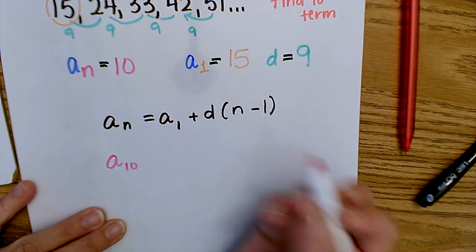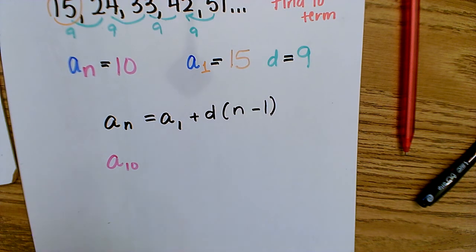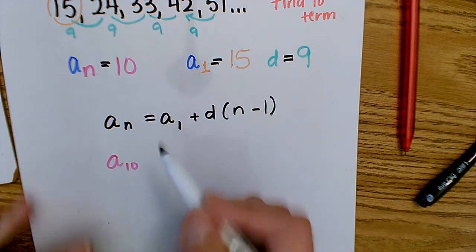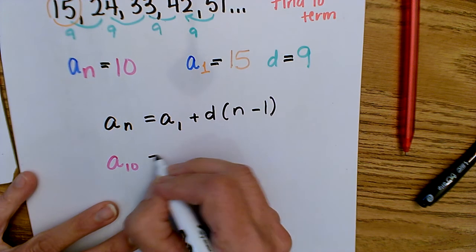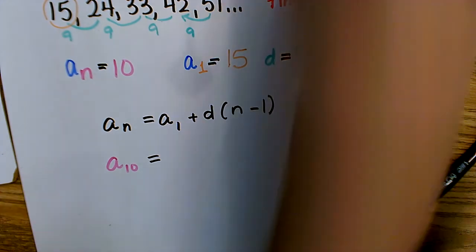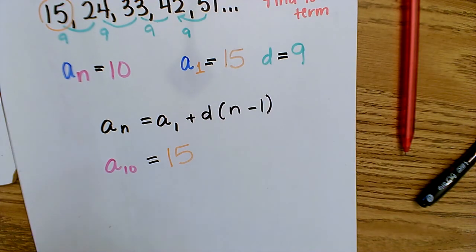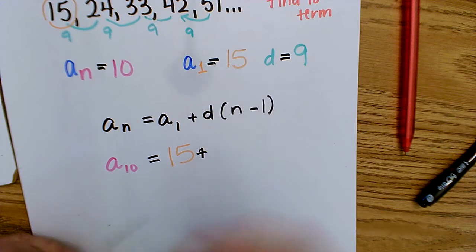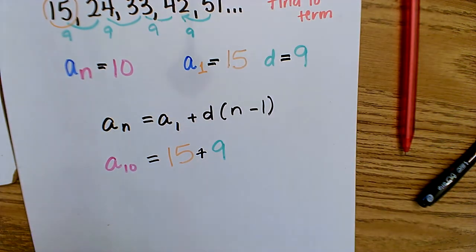So I'm going to write it like this, though. I don't want to write it as 10 equals this because you might get confused by that not equaling 10. We don't want it to equal 10. We just want to find out what the 10th term is. Then I'm going to replace that A1 with 15, because that's the first term. And then I'm going to replace the d with 9, because that's our common difference.